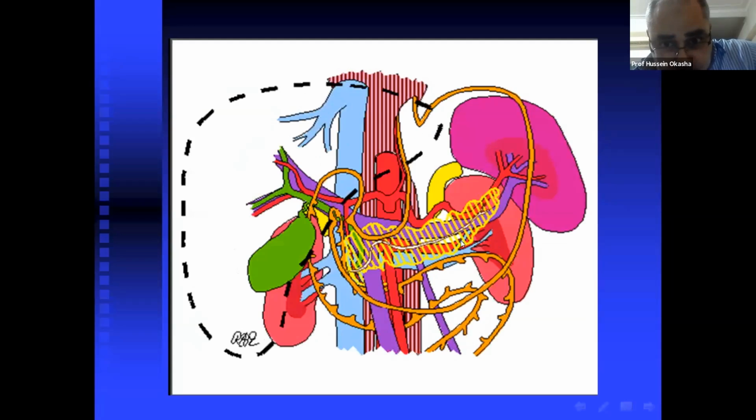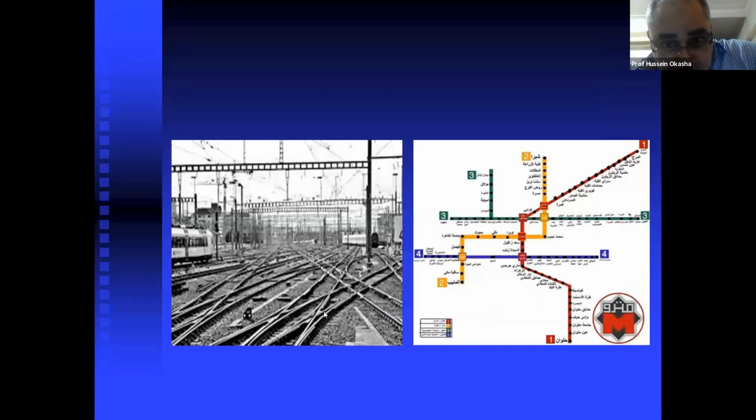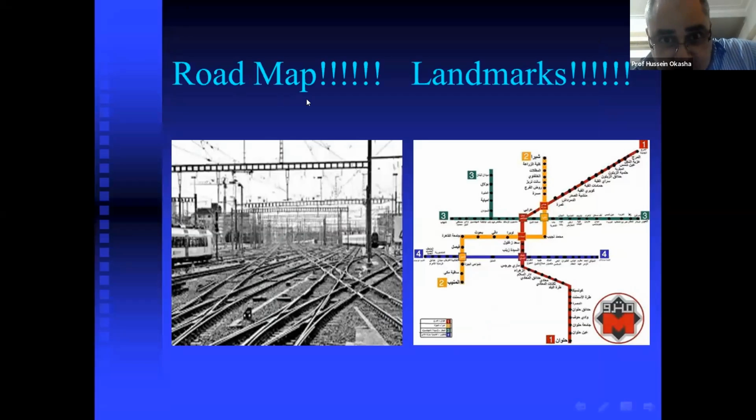The pancreatic and biliary system and all these related surrounding structures, especially organs, and the vascular, venous, and arterial structures. So there are many structures, many ways crossing each other. So there should be a roadmap for studying all these structures, and there should be a landmark for each station.